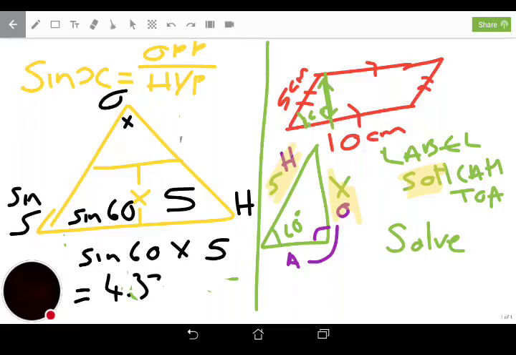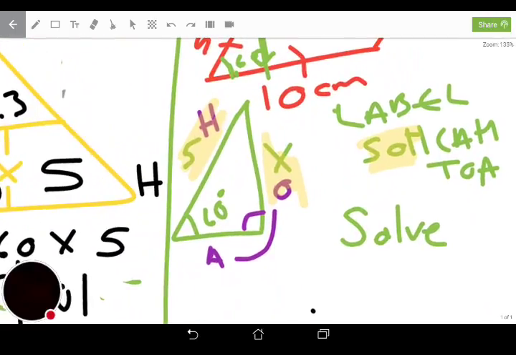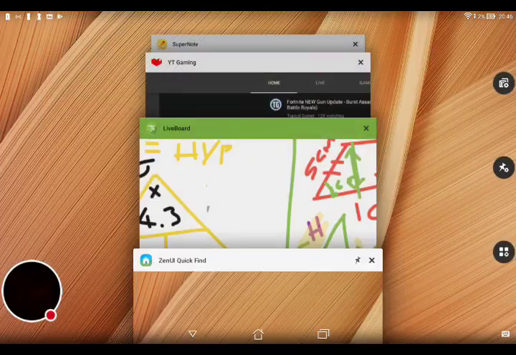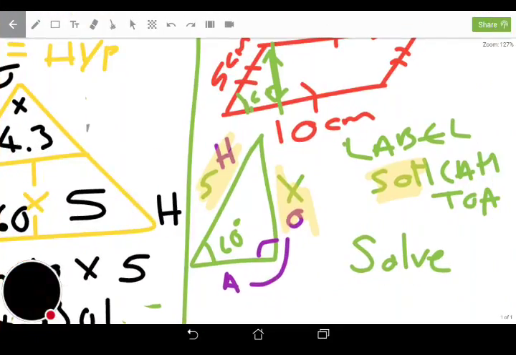So you get 4.3301. Now I'm going to round this to 1 decimal place, so that's going to leave me with 4.3. So this measurement here is going to be 4.3. So going back to my original problem, we now know that that is equal to 4.3.